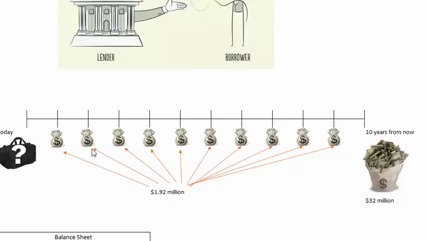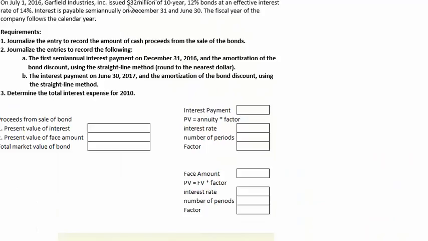So all along the way, if we're the borrower, we make periodic payments in the form of interest. The amount of those interest payments is stated when we look at the stated rate or the coupon rate, and we multiply that by the face value of the bond. So the first thing we have to do is determine the size of the interest payment. The interest payment is simply going to be the face value of the bonds, this 32 million, times 12%, 0.12, and that gives you $3.84 million.